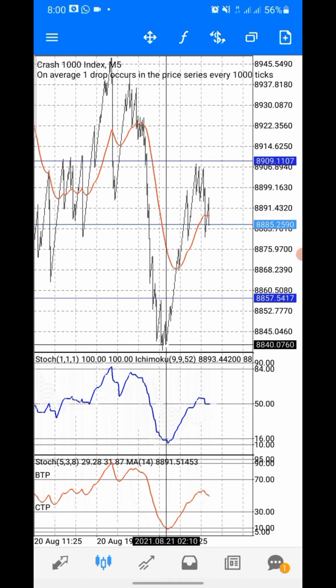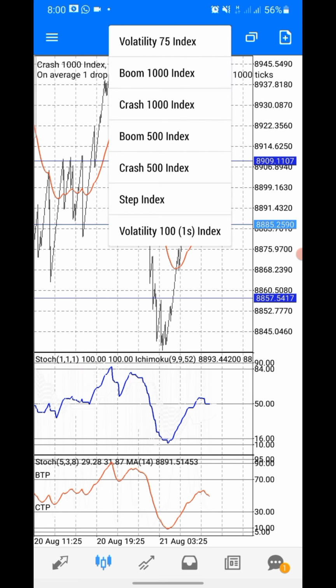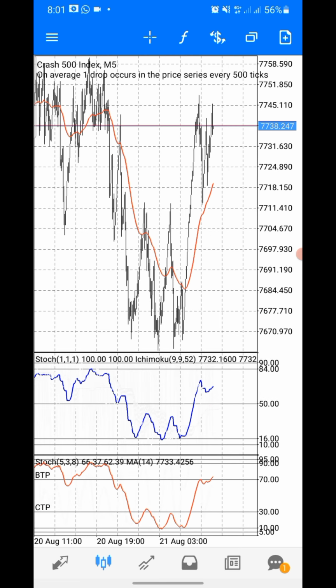Let's move to Crash 500. I just hope we're going to see any possible setup. Okay, so this is Crash 500, guys. The conditions are also not met here, so we are not taking any trades. I'm not taking any trade because the conditions are not met. But the same conditions for Crash 1000 also apply for Crash 500.